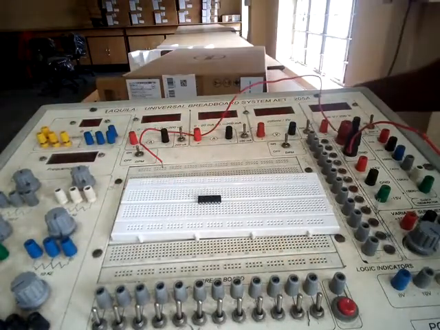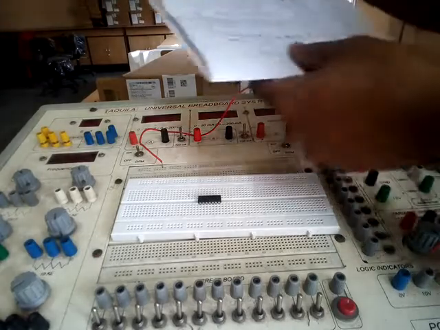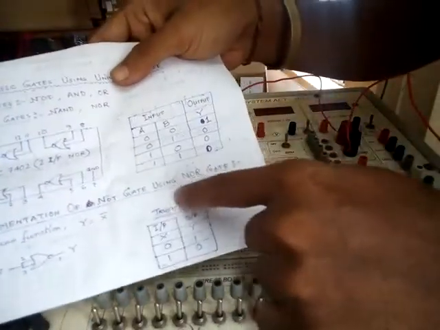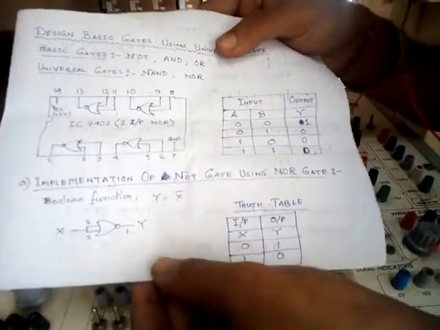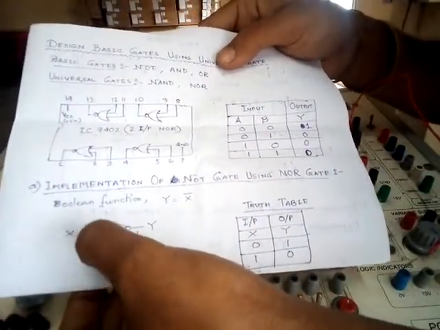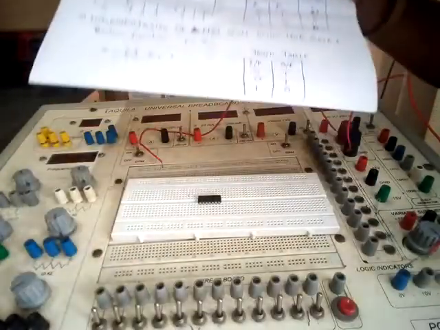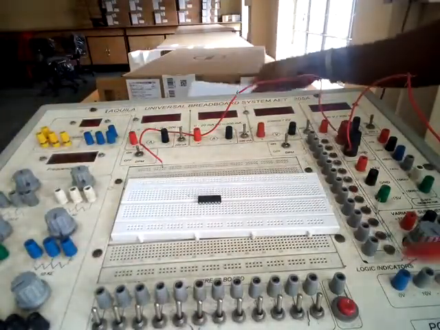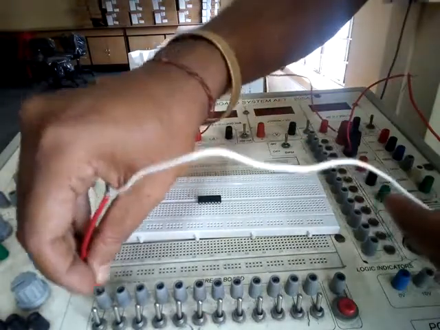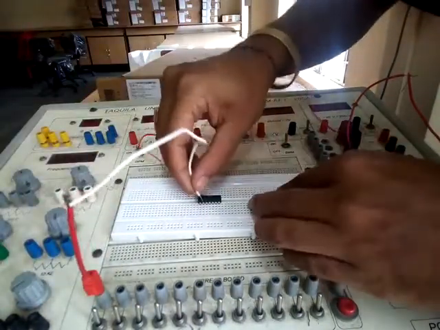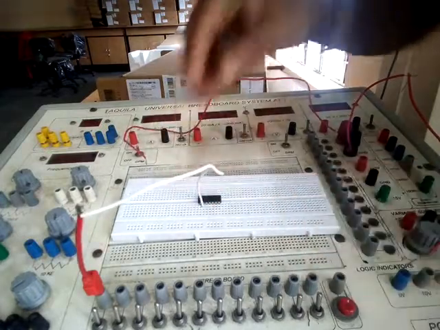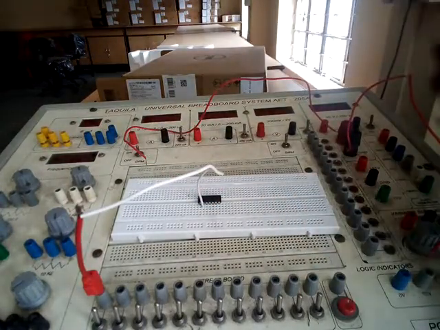Now first of all, we design the NOT gate using the NOR gate. You can see the circuit. Pins 2 and 3 are shorted, X is the input. So we give the input to pin number 2 or 3. Then it will be shorted.